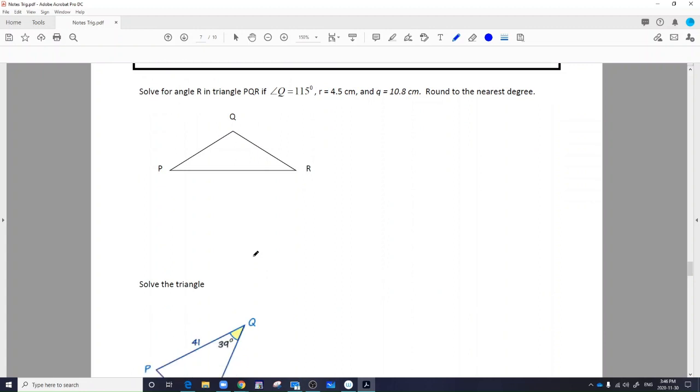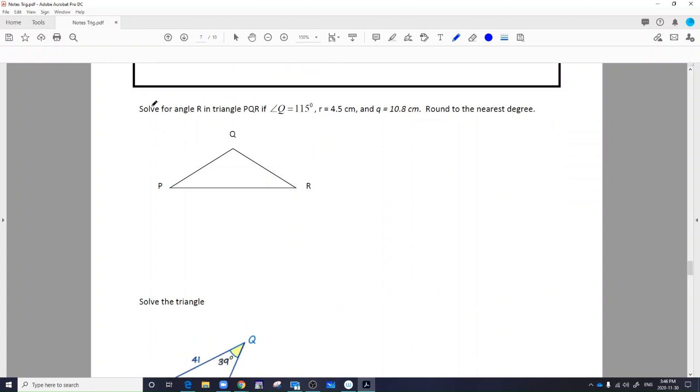So this one, they're not giving me all the information. They're saying solve for angle R in triangle PQR if. So it doesn't matter where you put P, Q and R. I drew this triangle and put the letters on it because when I teach it in class, I kind of want everybody to put them in the same place just so that I don't have to explain it in different ways. But if you put Q here and P here and R here, it would still work.